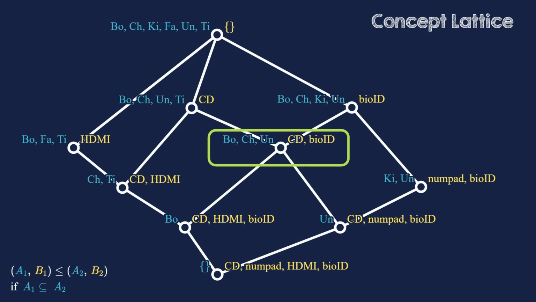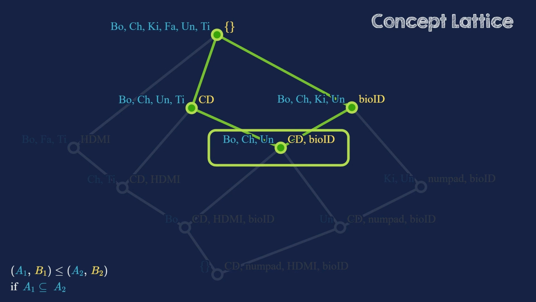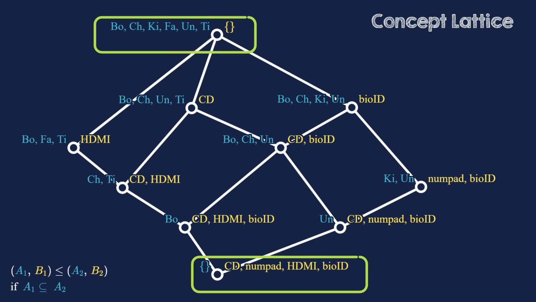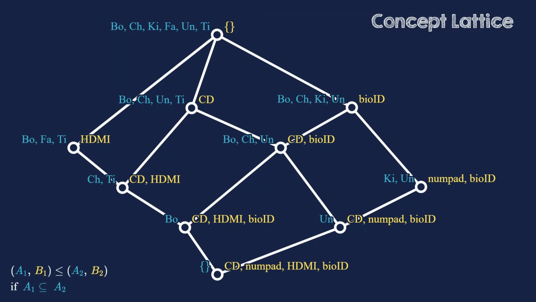The other way around, all concepts further above contain the three laptops we started with, and then some, but fewer and fewer attributes. We can also see that no laptop has all attributes and that no attribute is present in all laptops. This is due to the empty extent at the very bottom and the empty intent at the top, respectively. One last thing I want to show you here.